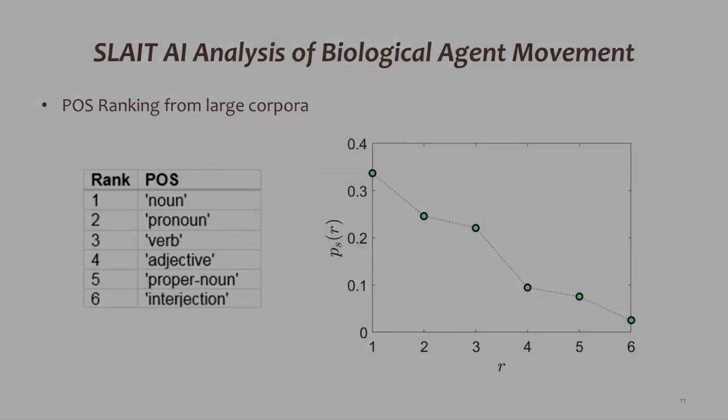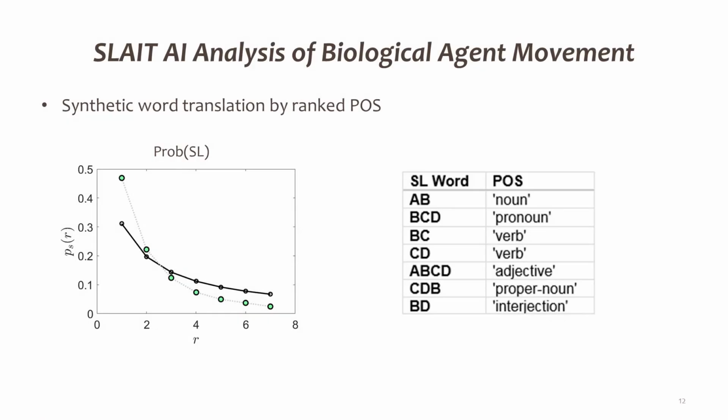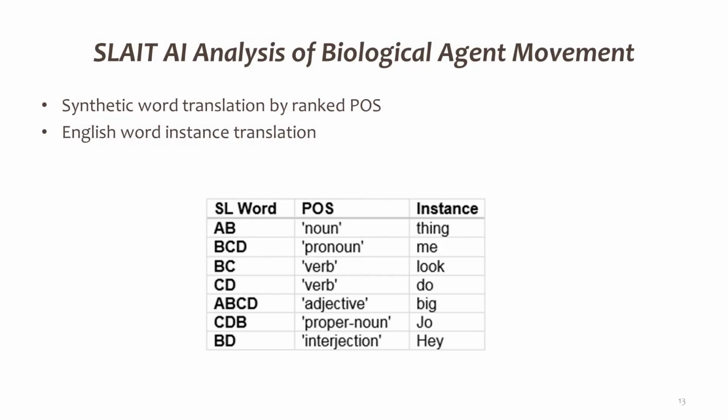What we did next was to match those synthetic words that we had extracted with these parts of speech which have the closest ranked matched probability. So hence the word AB corresponds to a noun, the BCD indicates perhaps a pronoun, and so on.